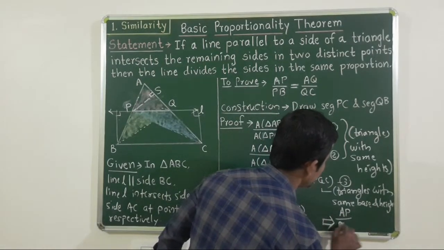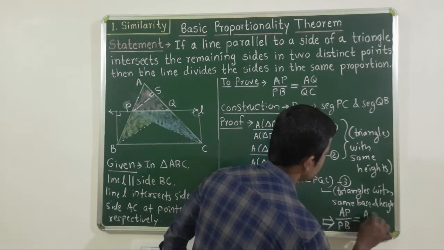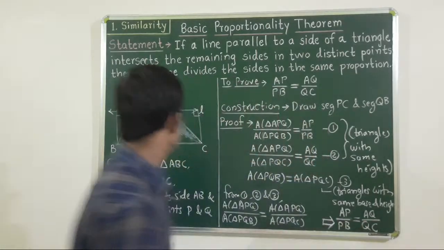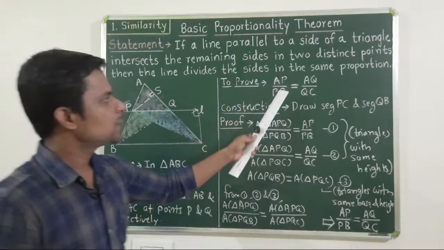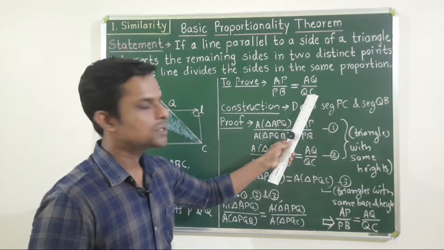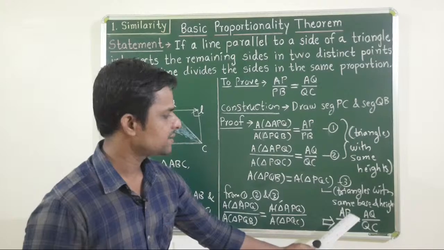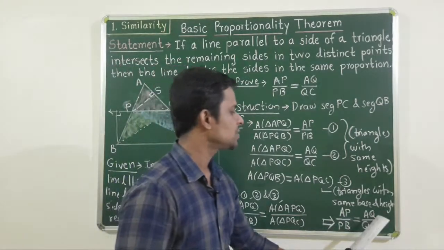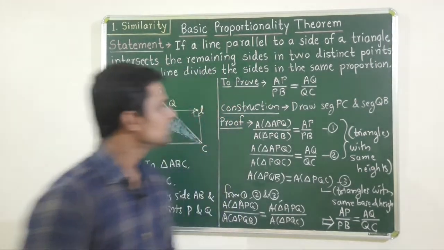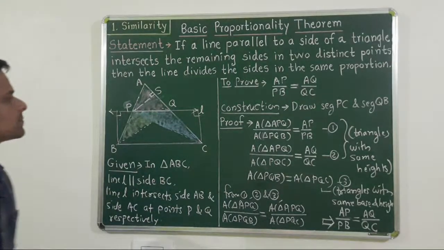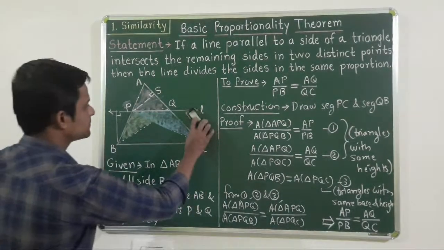AP upon PB is equal to AQ upon QC, and this was our target, that is AP upon PB is equal to AQ upon QC, and we have reached up to our target. Proof is very simple and straightforward. See once again.